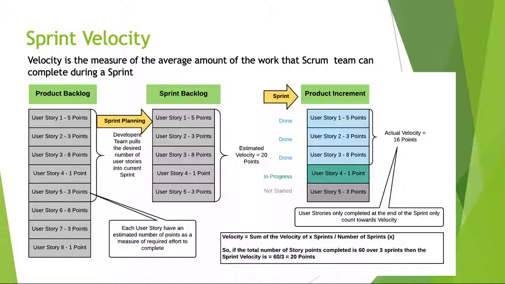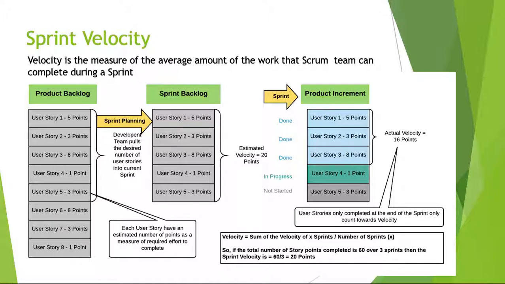At the end of the sprint, the development team could only complete 3 user stories. User story 1, 2, and 3. Then that becomes the product increment as soon as the product owner accepts those. The total estimation of those user stories is 16 points. So the actual velocity of the team for that particular sprint is 16 points.